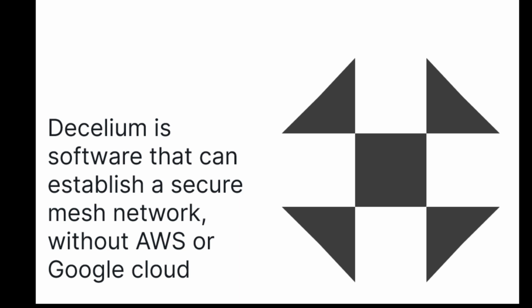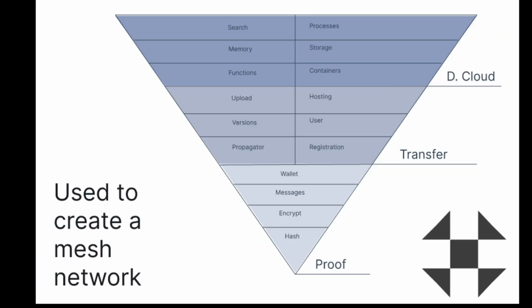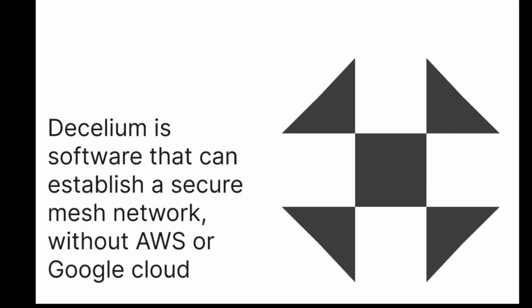So Decelium is a software that can establish what's called a secure mesh network without AWS or Google Cloud. So what I mean is users bring their devices and they plug into a grid with each other. So each user you can think of as one of those software layers, as a triangle, and together they build up the logo or a mesh network.